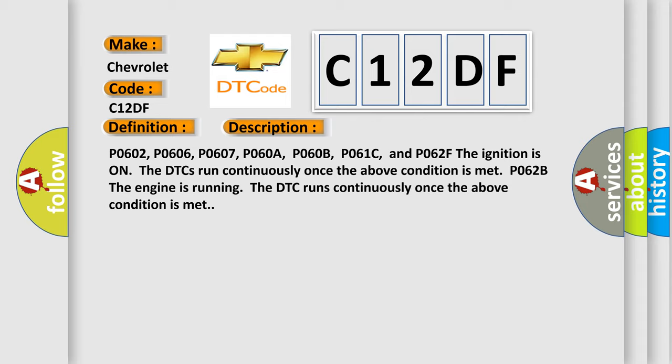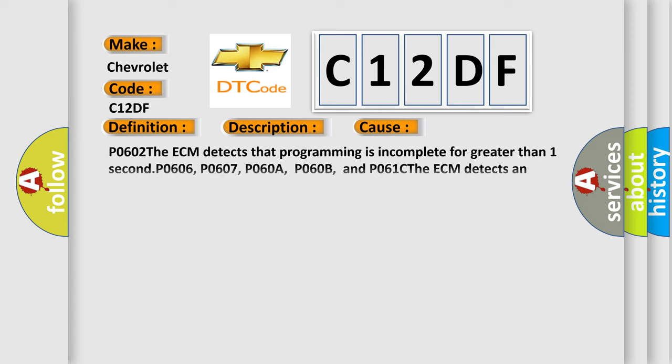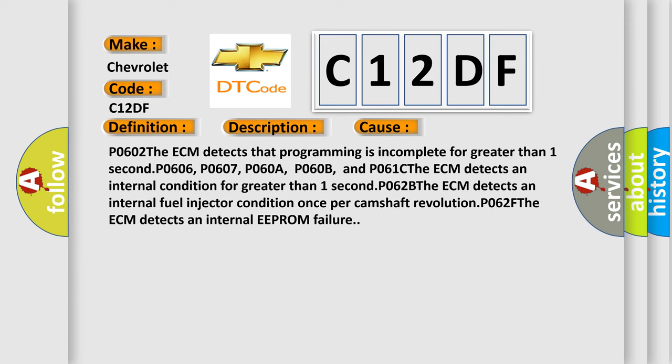This diagnostic error occurs most often in these cases. P0602: the ECM detects that programming is incomplete for greater than 1 second. P0606, P0607, P0608, P0610B, and P0611C: the ECM detects an internal condition for greater than 1 second. P0620B: the ECM detects an internal fuel injector condition once per camshaft revolution. P0625F: the ECM detects an internal EEPROM failure.